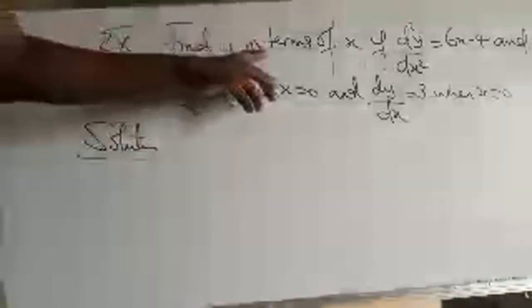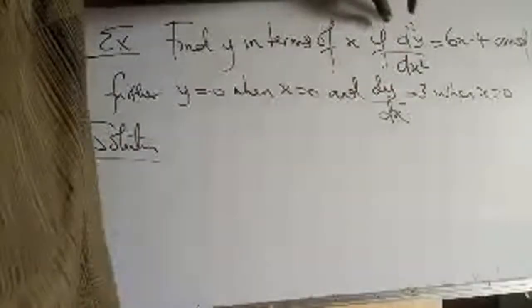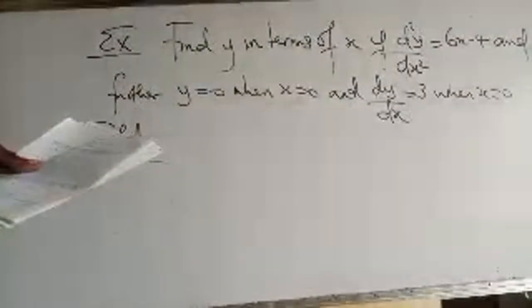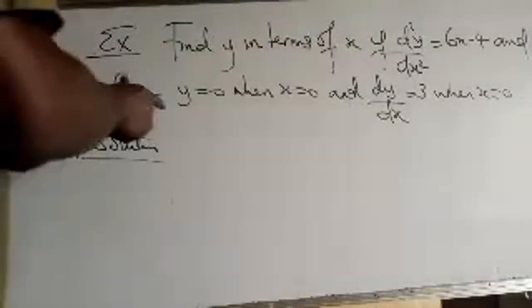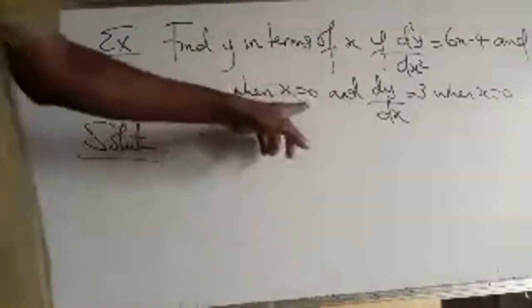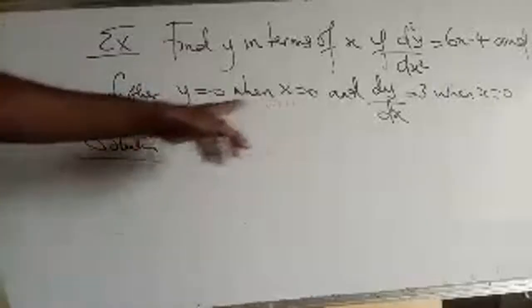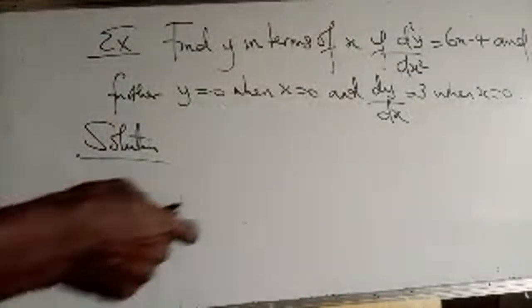Now, find y in terms of x if the second derivative is equal to 6x minus 4. And further, y is equal to 0 when x equals 0. Two things are involved there. Another condition is dy/dx is 3 when x equals 0. So we have to consider those conditions.